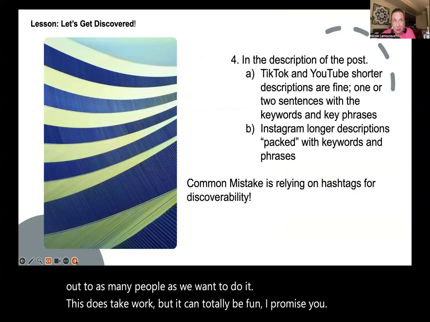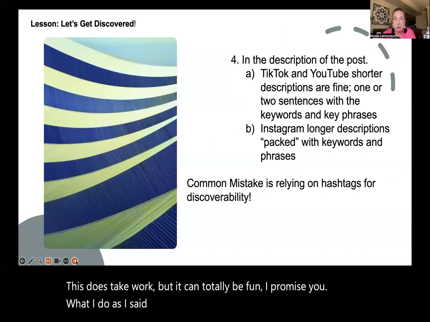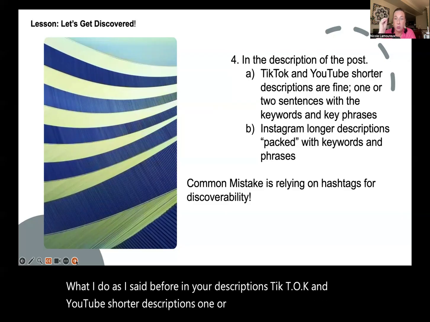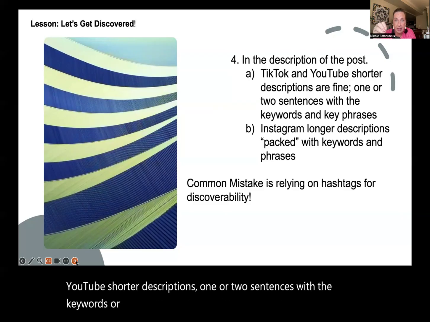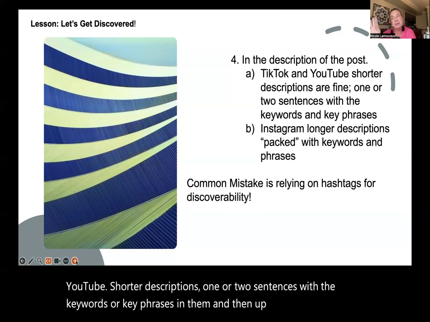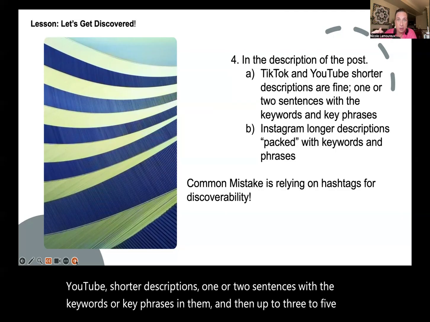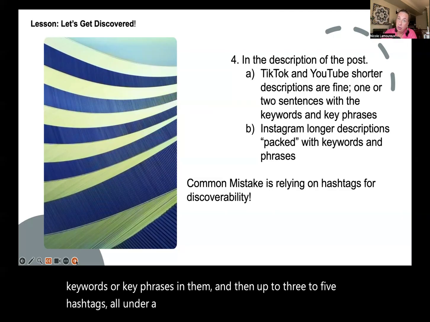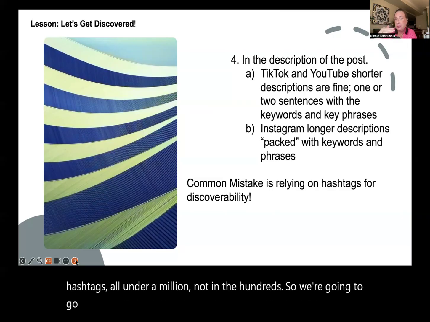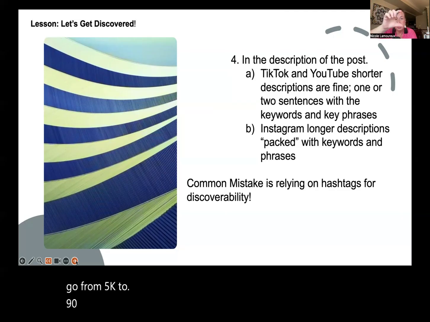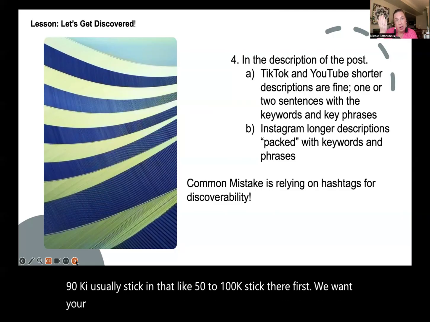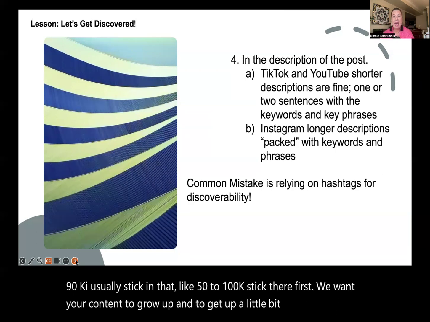What I do, as I said before, in your descriptions on TikTok and YouTube, is write shorter descriptions, 1 or 2 sentences with the keywords or key phrases in them, and then up to 3 to 5 hashtags, all under 1 million, not in the hundreds. So we're going to go from 5K to 90K. I usually stick in that 50 to 100K range. Stick there first. We want your content to grow up and get up a little bit more.